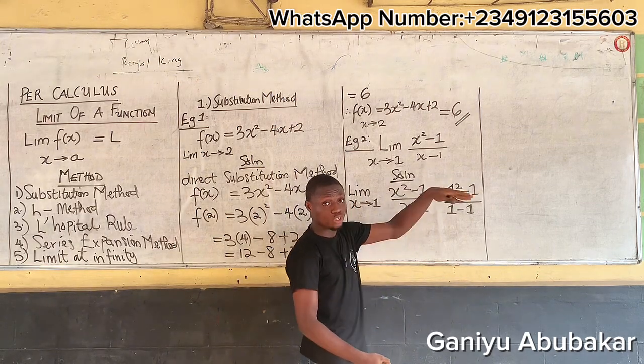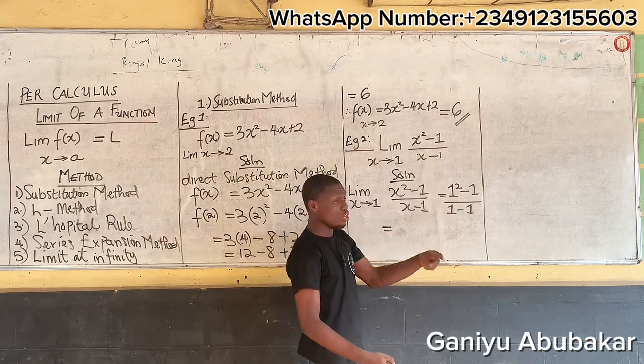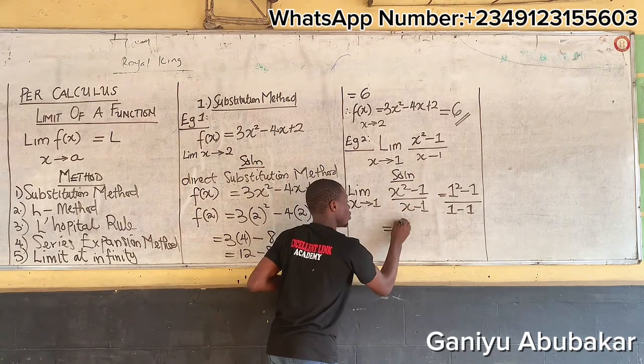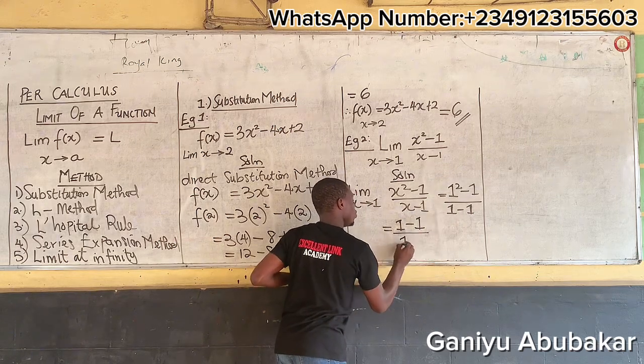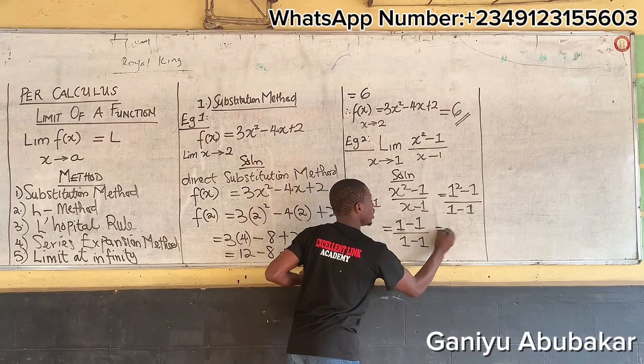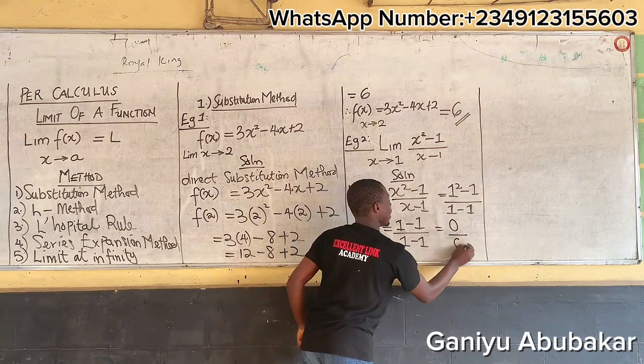Even 1 cube is 1. 1 to the power 1 million is still 1. So 1 square here is of course 1, minus 1 all over 1 minus 1. This will give us 0 over 0.